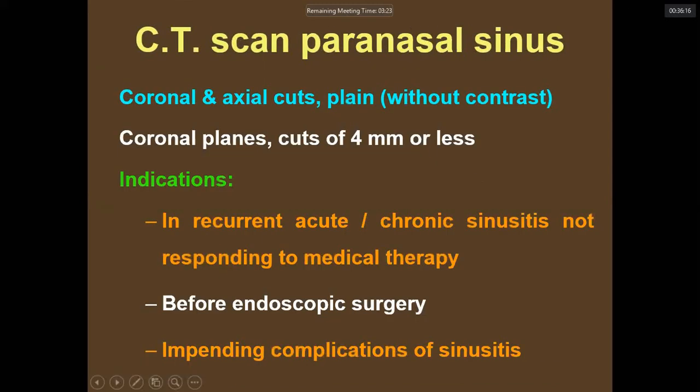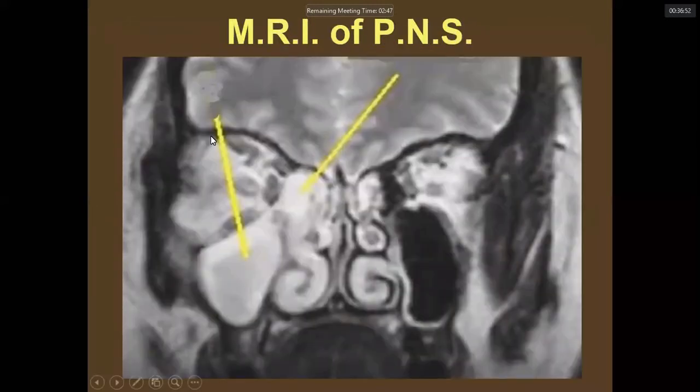Coronal and axial cuts, plain or with contrast if required, are ordered. In the coronal planes, the cuts are 4 mm or less. The indications are recurrent acute or chronic sinusitis not responding to medical therapy, before endoscopic surgery, and impending complications of sinusitis. We have another chapter for complications of sinusitis, and CT scan helps a lot to understand them. MRI can sometimes be done, but we usually do not order it. Only when we suspect a soft tissue lesion do we order an MRI.